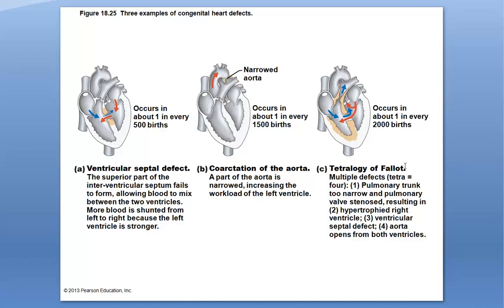So in this case, the pulmonary trunk is stenosed or narrowed. The right ventricle has excess muscle growth or hypertrophy. There's a hole between the two ventricles, ventricular septal defect, and the aorta, which should only be receiving oxygenated blood from the left ventricle, is now receiving both deoxygenated and oxygenated blood from the two ventricles, much like we see in something like a fish, that limits the growth of that organism.